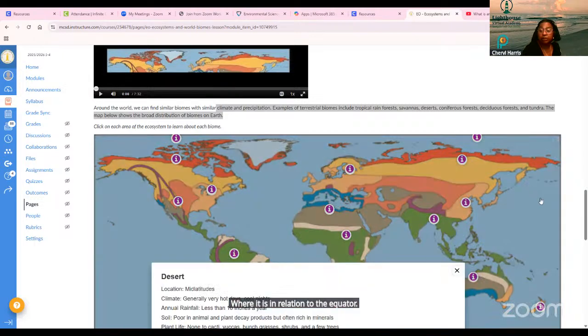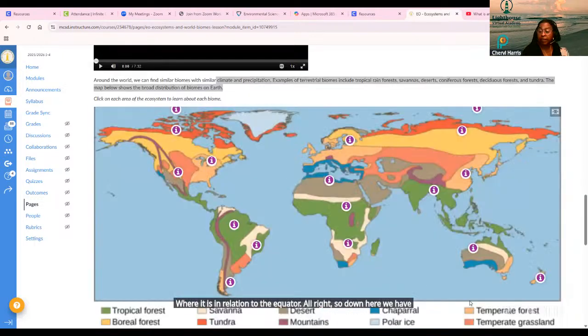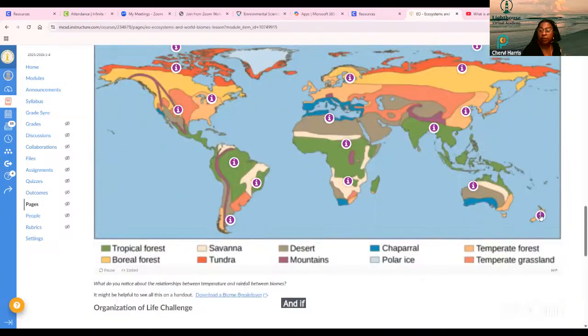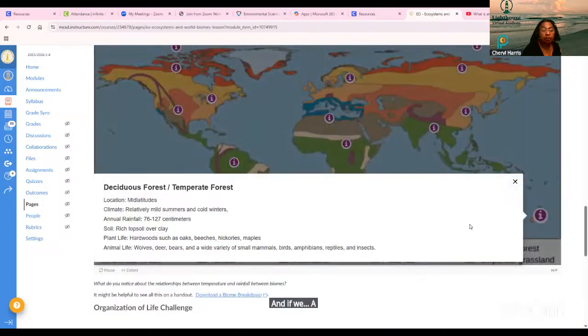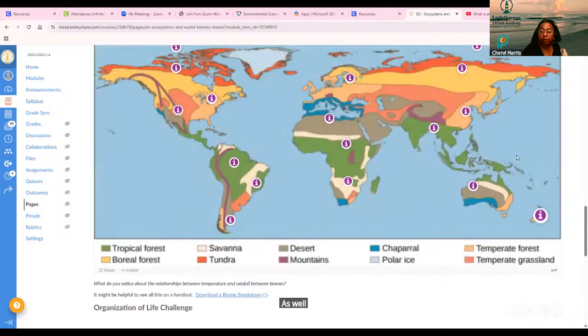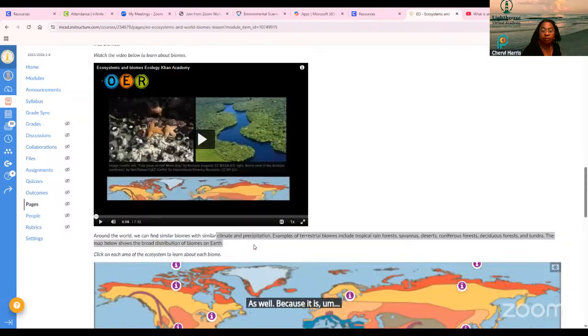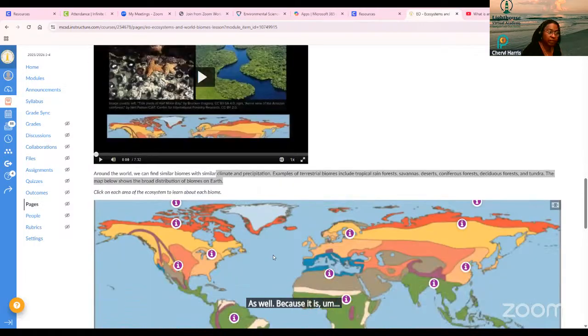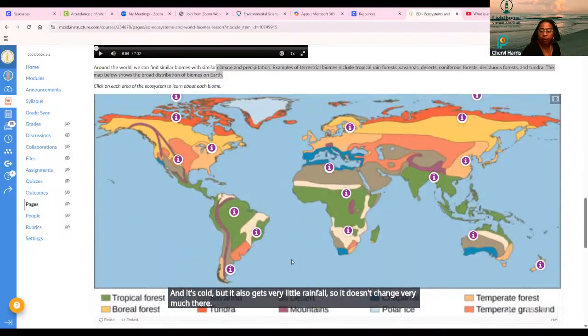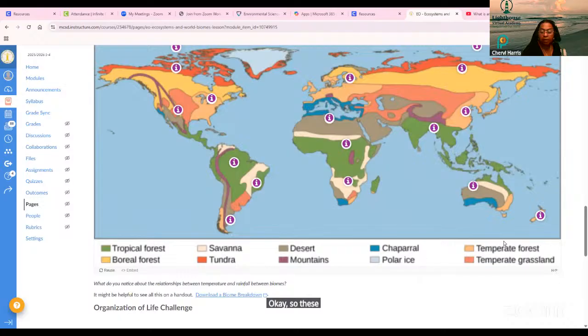Down here we have a desert again. A tundra is a type of desert as well, because it is cold but also gets very little rainfall, so it doesn't change very much there. These are the names of the different biomes, and later on we'll have an activity for you to do something in a particular biome.